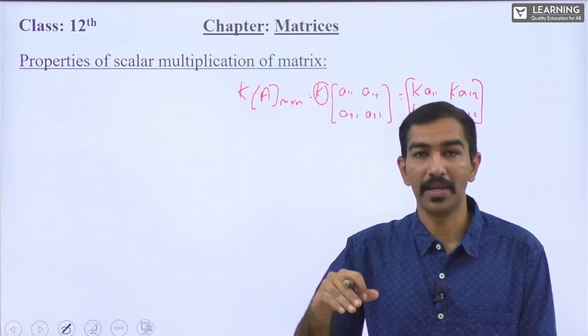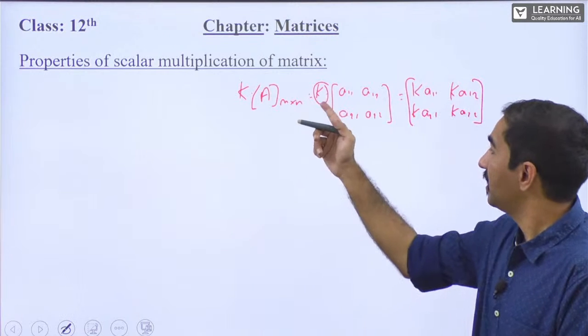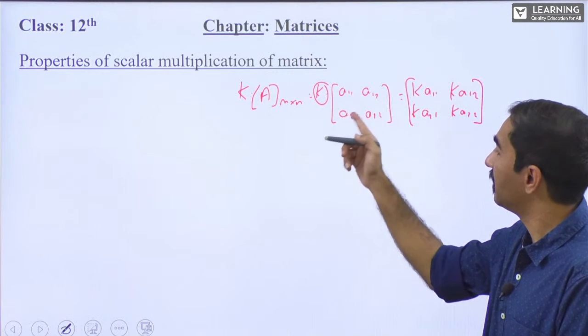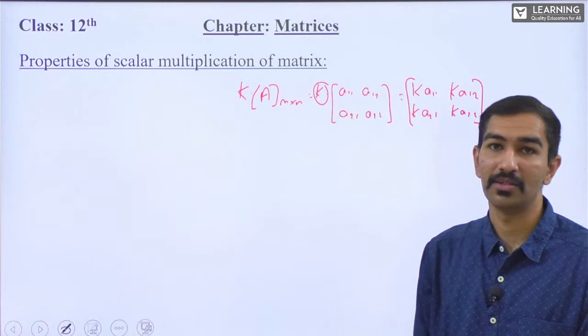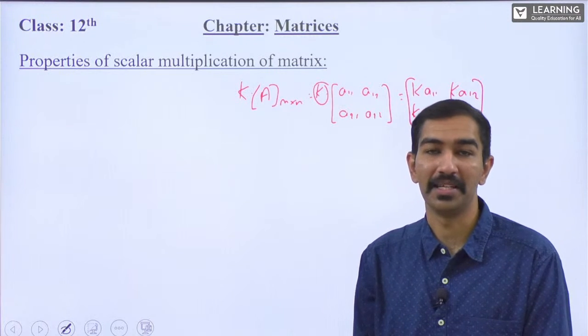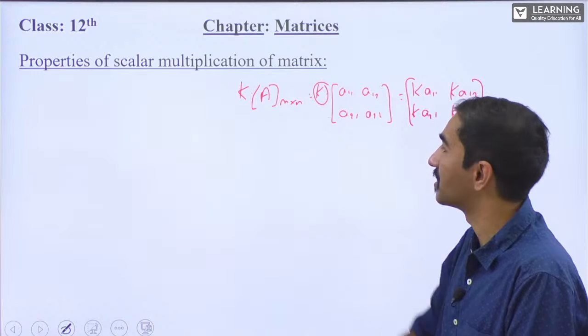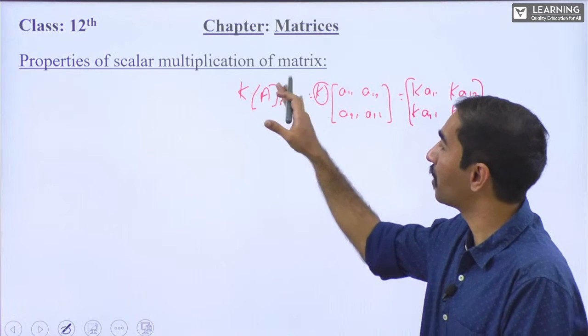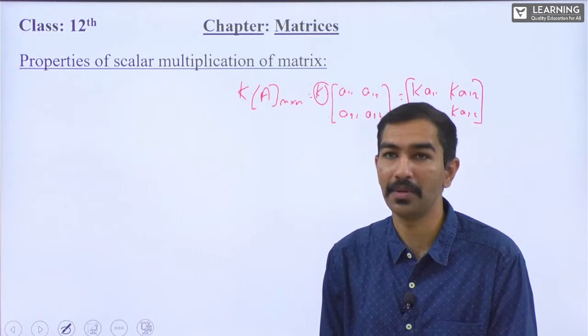So when a scalar is multiplied with a matrix, that scalar gets multiplied with each and every element or entry of the matrix. That is called scalar multiplication. This we had studied in the previous class itself. In today's class, we'll be seeing the properties of scalar multiplication. Only two properties are there.